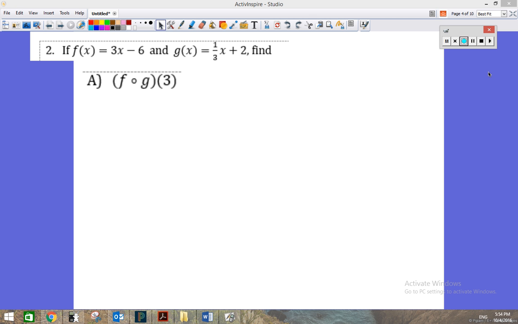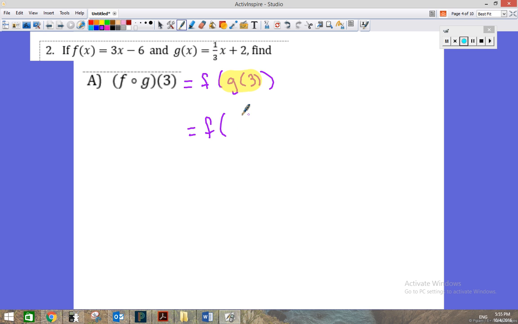Let's take a look at problem number 2. Parts A, B, and C are pretty easy because we're just plugging in numbers. So you've probably seen this in Algebra 2, that they simply use a notation f of g of 3. So I need to replace this g of 3 with a number. How am I going to do that? Well, I'm going to apply the function g to this number 3.